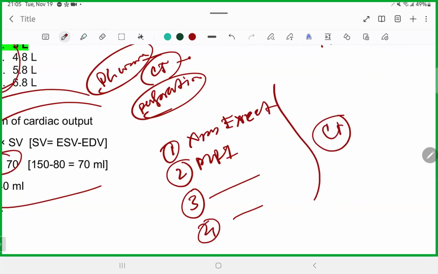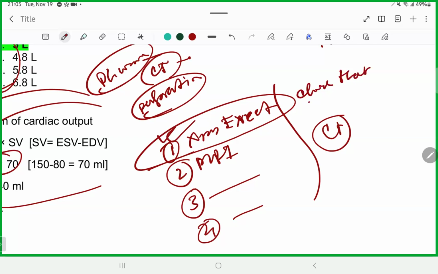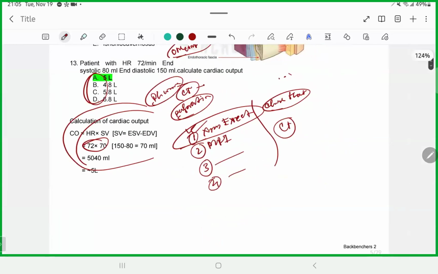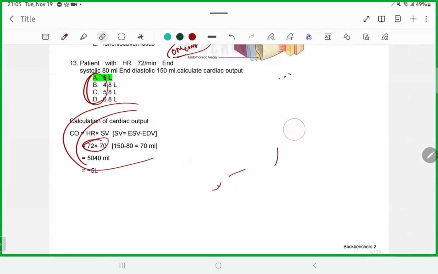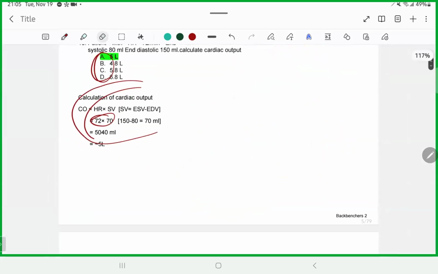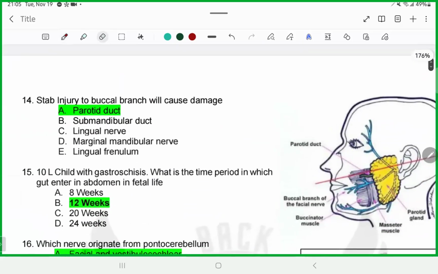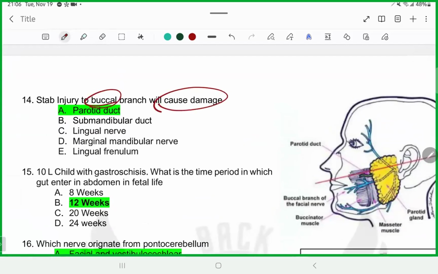So what do you choose? You don't leave it unanswered. No, you don't do that. You answer. And what's the best? Erect X-ray. Here, erect X-ray is the best option. So you choose that. You don't leave a question because there is no negative mark. You don't leave any question. Not a single one. Stab injury to buccal branch will cause damage to.